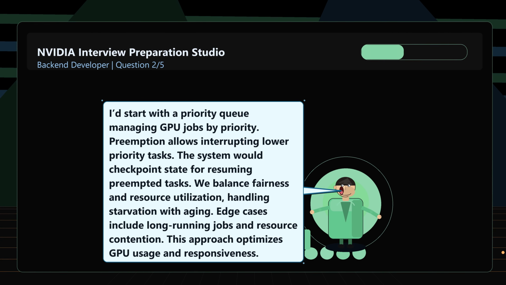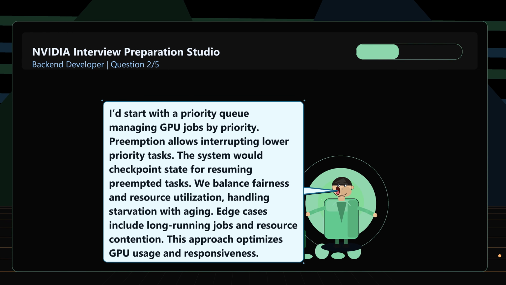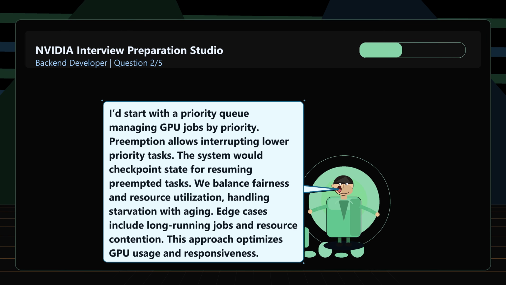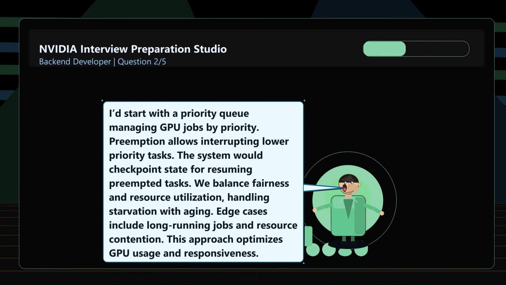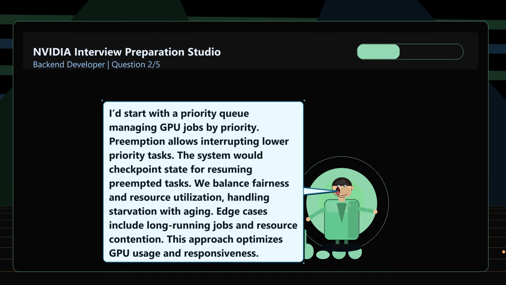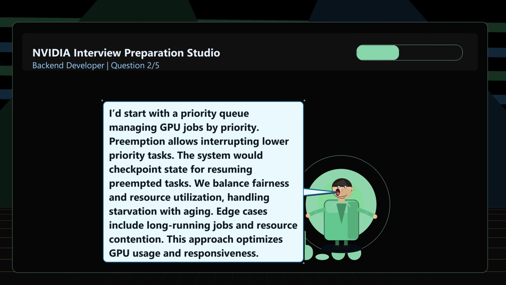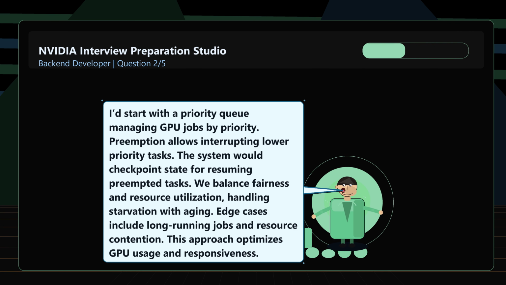We must handle trade-offs like potential starvation of low-priority tasks, typically mitigated by techniques like aging. Edge cases include handling very long-running tasks and ensuring efficient context switching without excessive overhead. Overall, this approach ensures fairness and efficient GPU workload management in distributed environments.